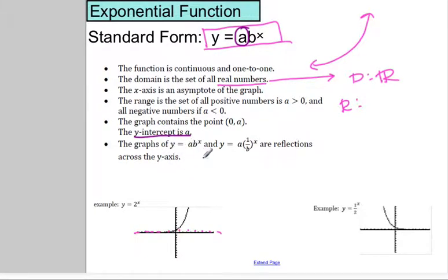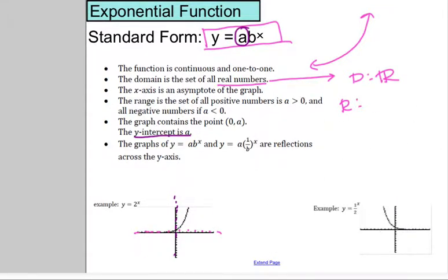And the graphs y equals ab to the x and y equals 1 over b to the x are reflections across the y-axis. Okay, so if I take this, see how this is my b is 2, and if I take 1 over 2, see how it flipped? Here is my y-axis, and so it flipped across to give me this value.